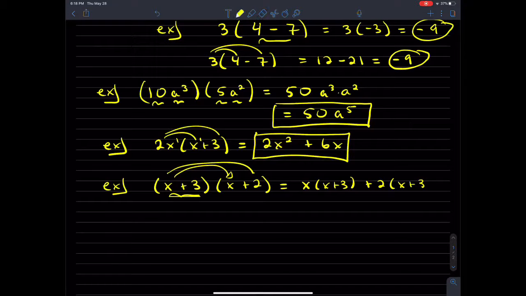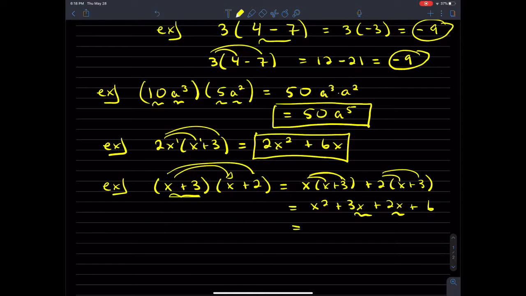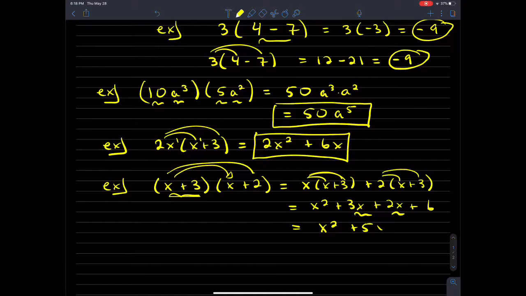And then we can continue with this. We can now multiply x times x plus 3, distribute it, is x squared plus 3x. And then continuing, I distribute the 2, plus 2x plus 6. And then we can see our two middle terms are the same. We can add them. So that's 5x plus 6, which is our answer.